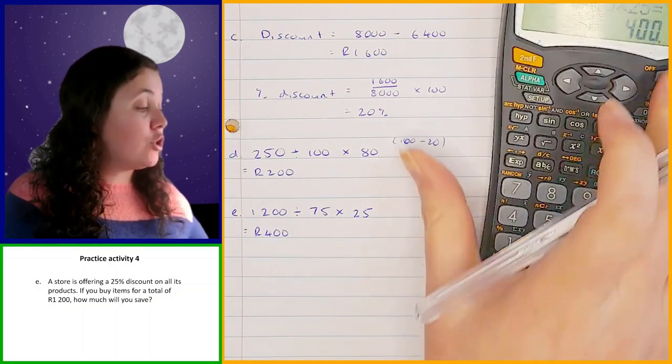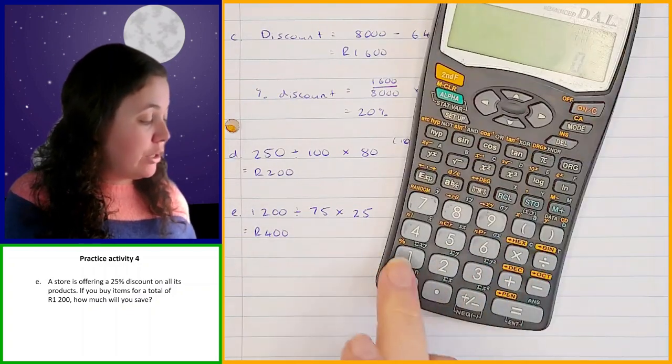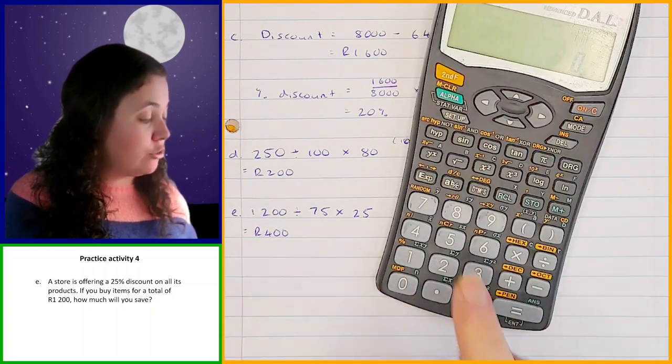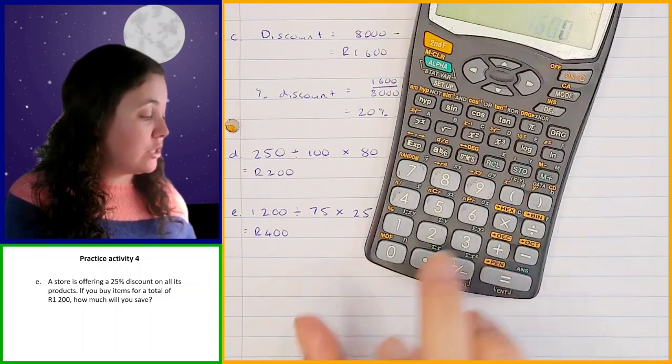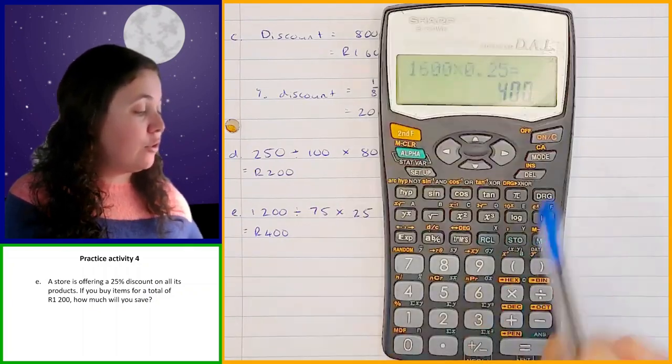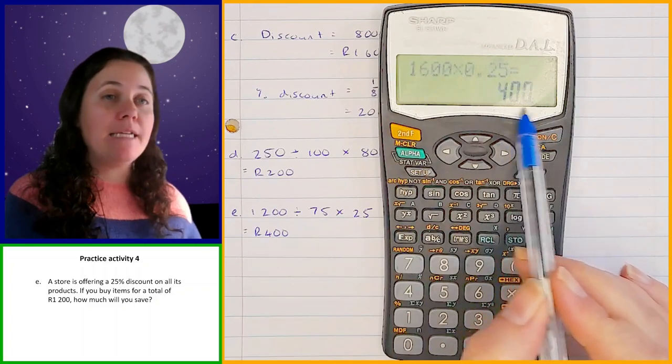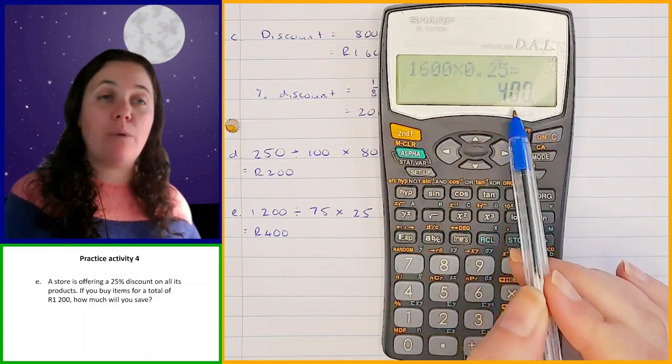So if we were to take that 1,200 and add the 400, we would get 1,600. And if we were to work out 25% of that, so times by 0.25, you'll see that 400 over there is the amount that we are saving if we work it out that way as well.